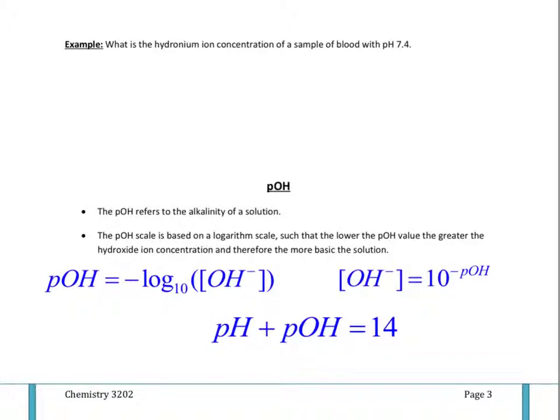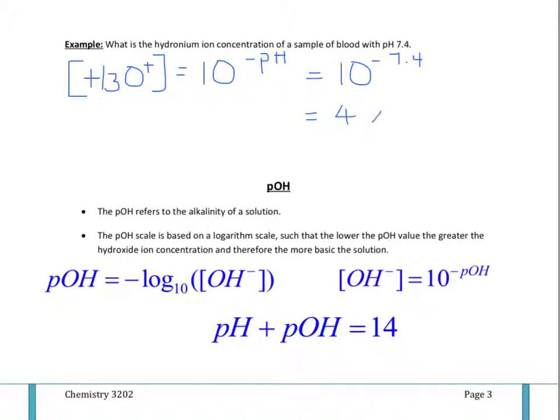What is the hydronium ion concentration of a sample of blood with pH 7.4? So again, we're looking for the hydronium ion concentration given the pH. So it's 10 to the negative 7.4. Ask yourself, how many decimal places does this have? It has 1 decimal place. Therefore, our concentration should only have 1 significant figure. And it is 4 times 10 to the negative 8 moles per liter.